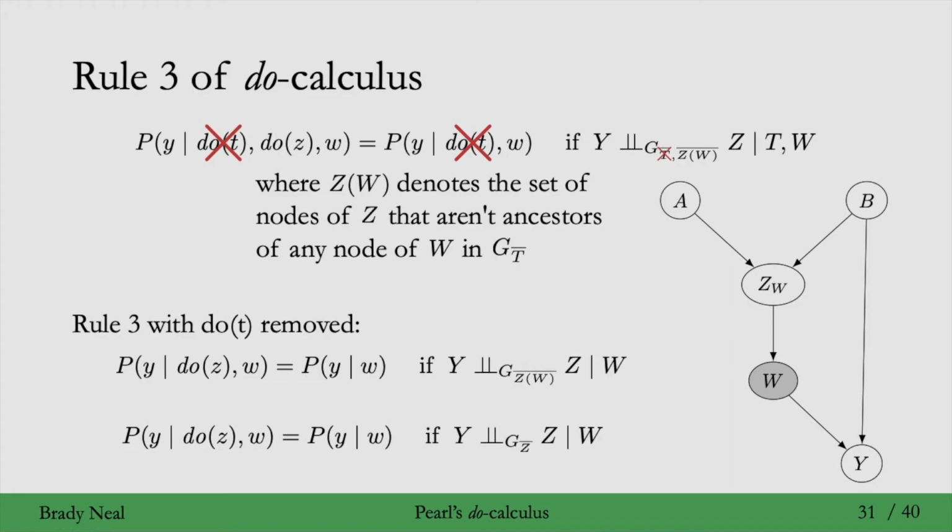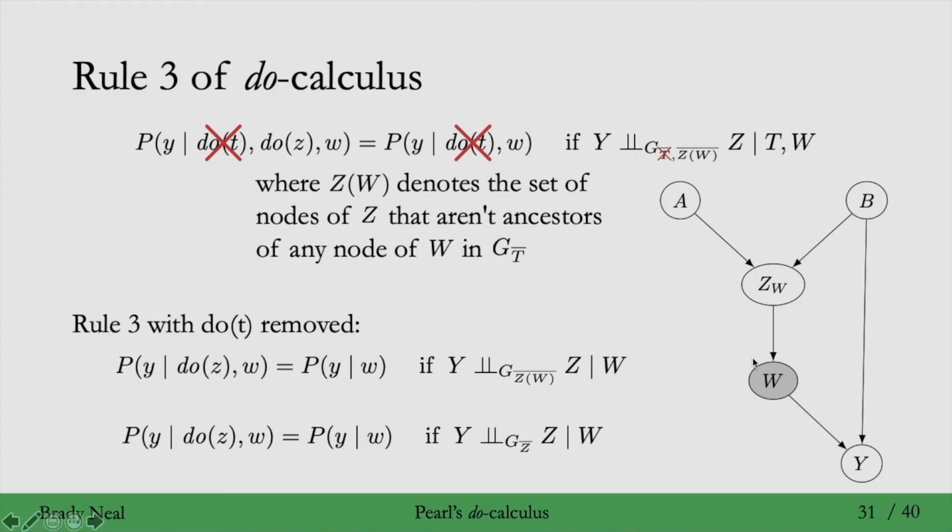And because W is conditioned on, and because it's a descendant of this collider here, there is a path of association. So there's association flowing from A to ZW to B to Y. So Y is the key variable that we care about here. We want to know under what conditions do(Z) does not affect Y at all, right? So when can we remove do(Z) from behind the conditioning bar and not affect the distribution of Y?